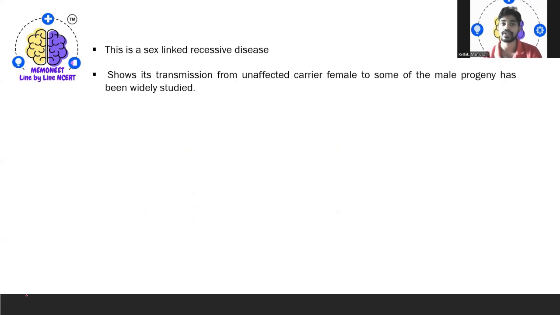As I told you, it is also a sex-linked recessive disease. It shows its transmission from the unaffected carrier female to some of the male progeny and has been widely studied.